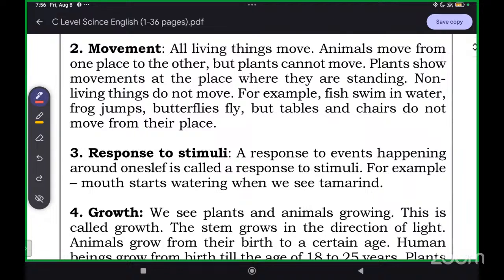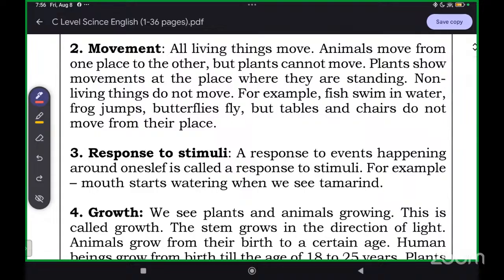Non-living things do not move. Living things move, like fish, they swim in water, frog jumps, butterfly flies. But tables and chairs do not move from their place. Living things show movement, they move from one place to another.